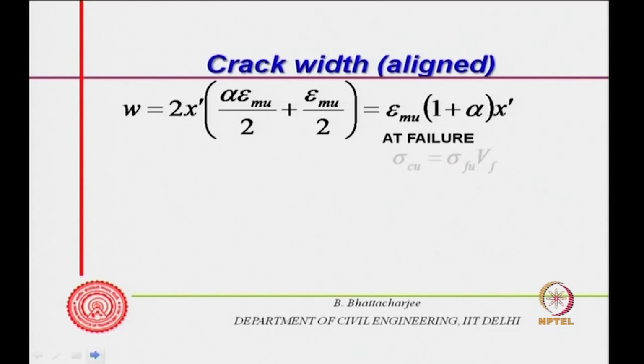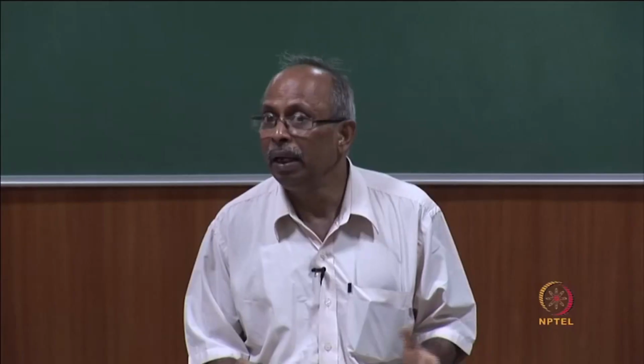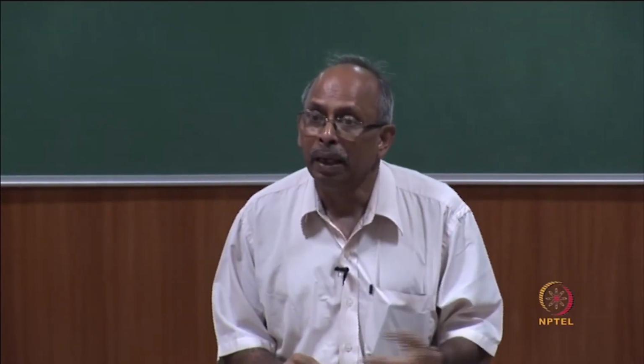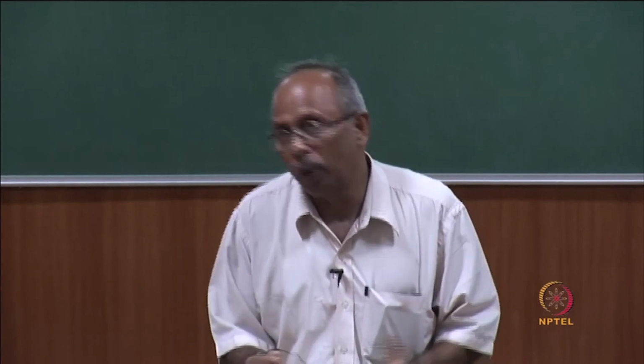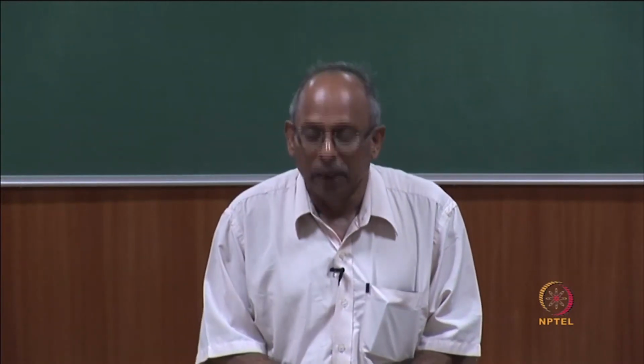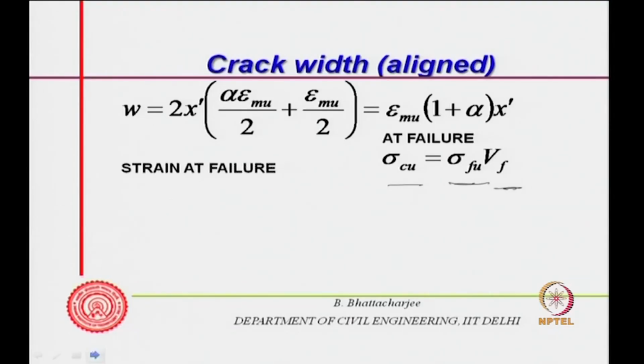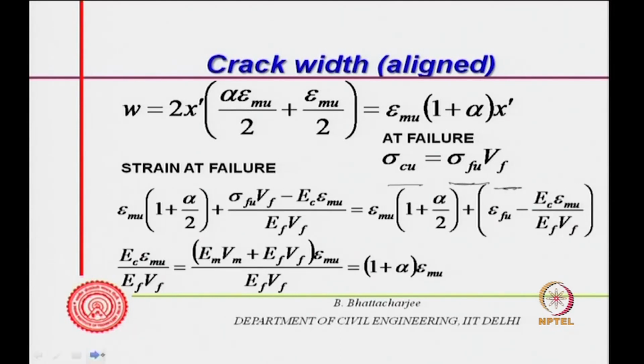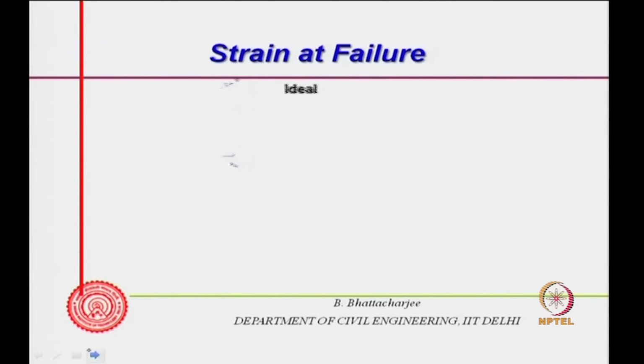At failure, sigma Cu is equal to sigma Fu Bf, because the composite, after the matrix has failed, if the fiber is snapping, will be sigma Fu Bf, whatever the type of fiber. All right. So, that is how we got the stress strain diagram, and obviously, we can find out the strain in the fiber. We will come back to this, but let us look at this diagram, the strain in this fiber.